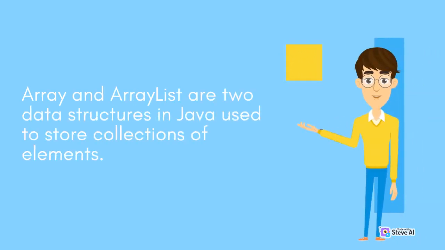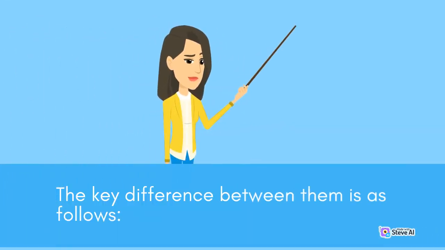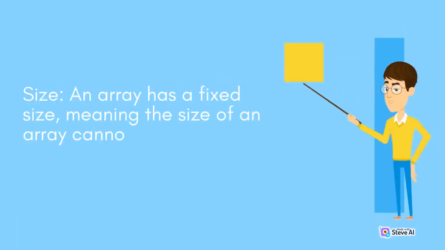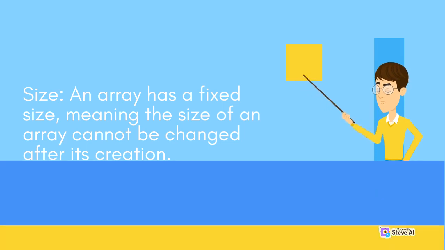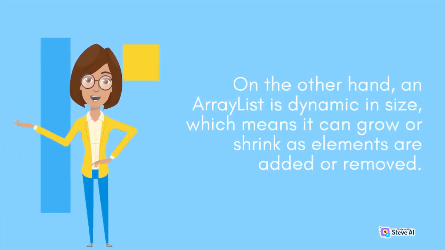Array and ArrayList are two data structures in Java used to store collections of elements. The key difference between them is as follows. Size. An array has a fixed size, meaning the size of an array cannot be changed after its creation. On the other hand, an ArrayList is dynamic in size, which means it can grow or shrink as elements are added or removed.